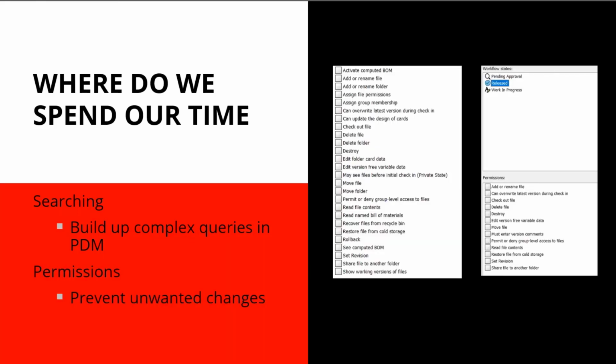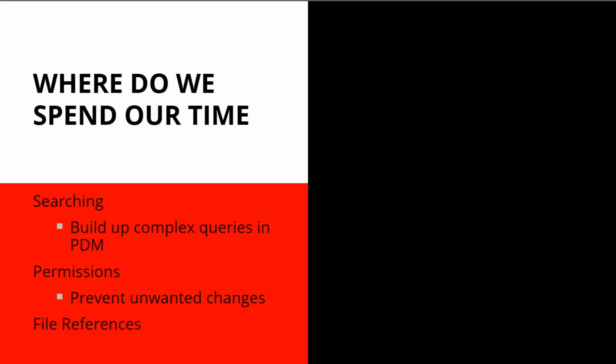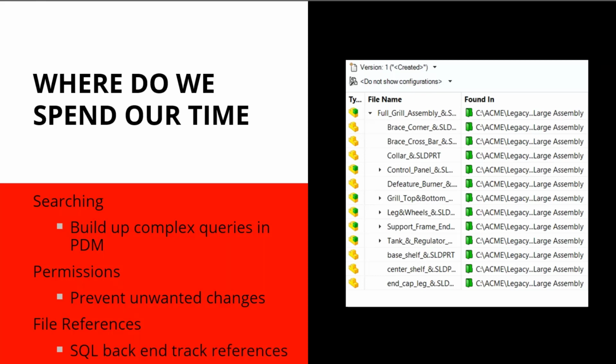We also see that with permissions, we can prevent these unwanted changes. The time it takes to pull a backup or to remodel or rework some parts is going to be very expensive depending on the complexity of your files. And lastly, the file referencing. We have the SQL backend in PDM that's going to maintain file renames, and it's going to prevent you from having to go search and track down those references that were maybe broken along the way, and help you maintain those revisions and the references between versions.